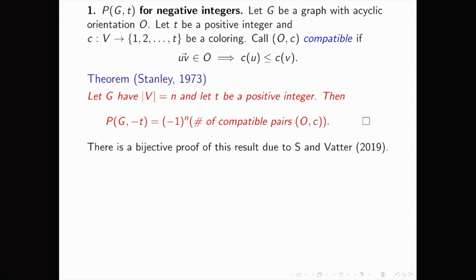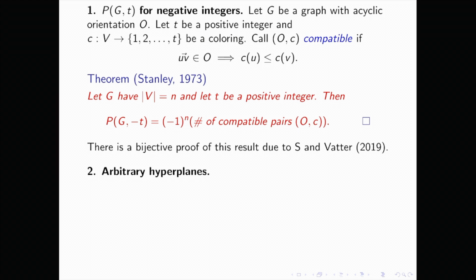And very recently, in fact, this past year, I was able to give a bijective proof of that with Vince Vatter, which has just actually been accepted to the American Mathematical Monthly. So coming soon to a magazine near you. Thank you, Jasmine.